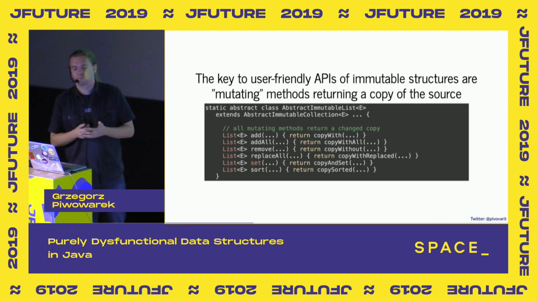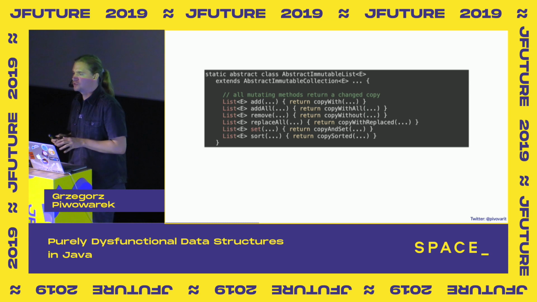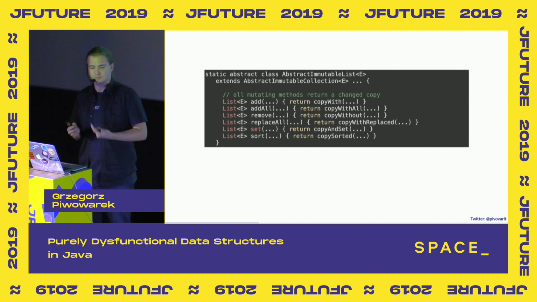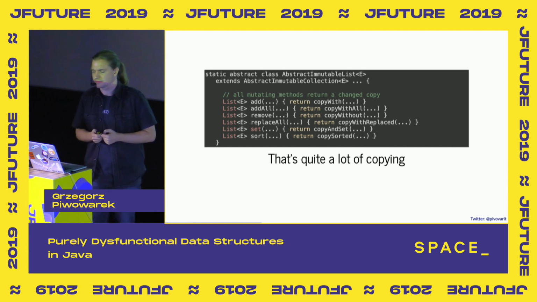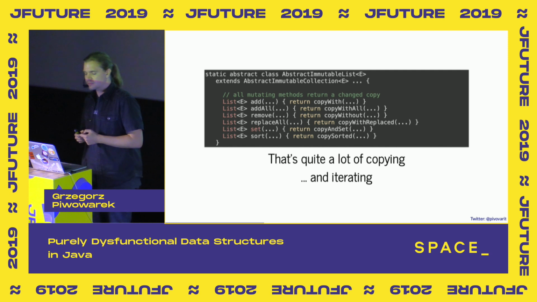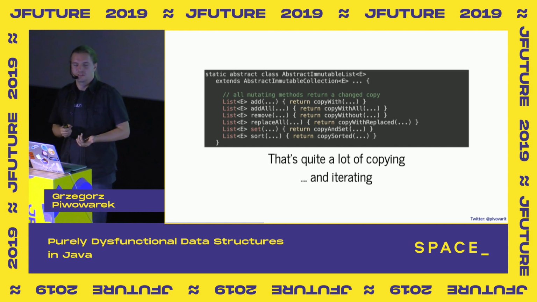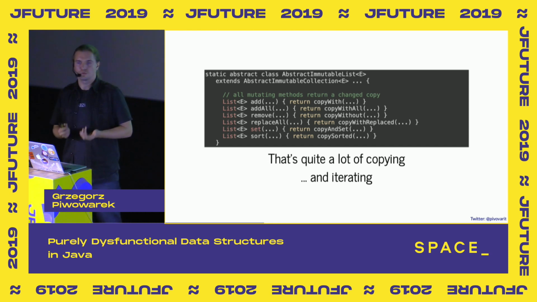But there is a problem with all of that. If you have a look at those implementations that I provided in kind of pseudocode, we have six mutating methods, and pretty much all of them start with copy with replaced, or something else. And that's quite a lot of copying, and quite a lot of iterating. So it turns out that we get immutability, which is the property we are after, but at the same time we lose the most basic qualities of the data structures that we want to work with.